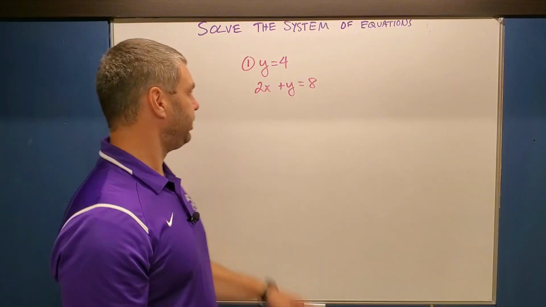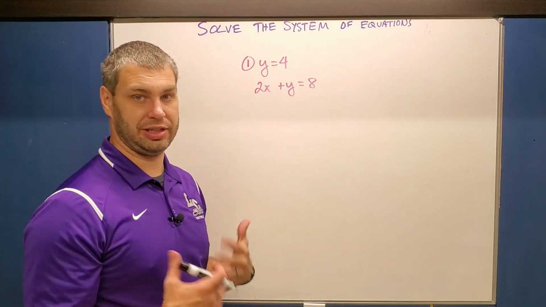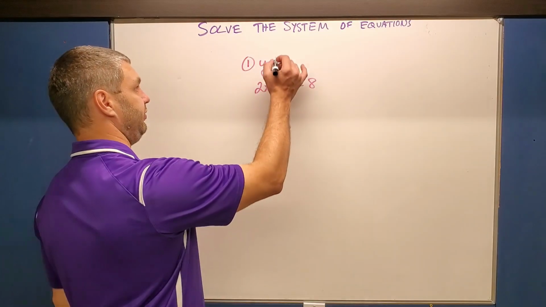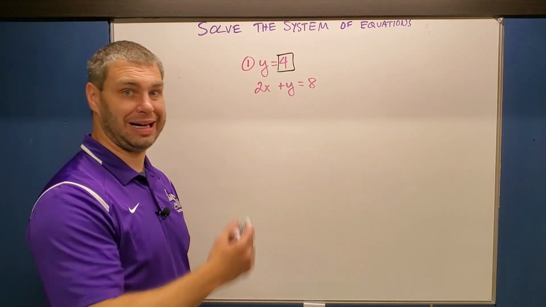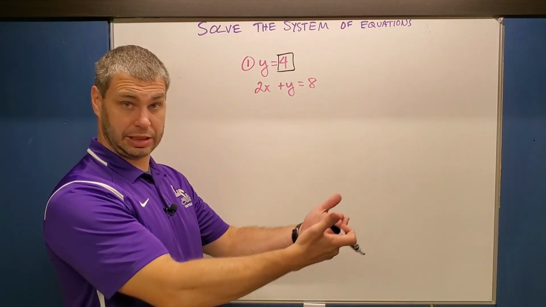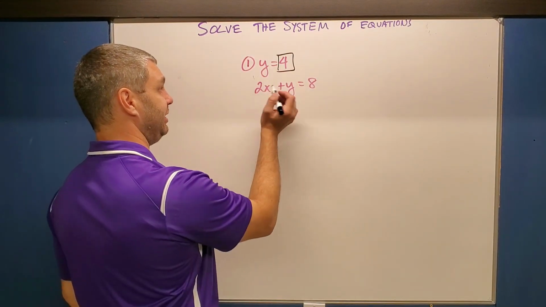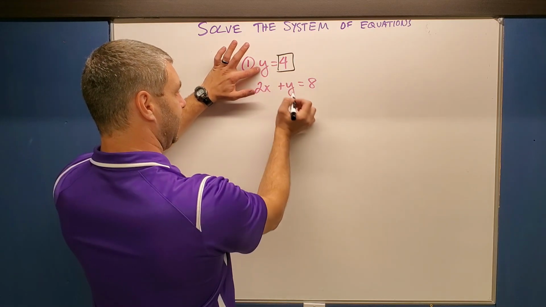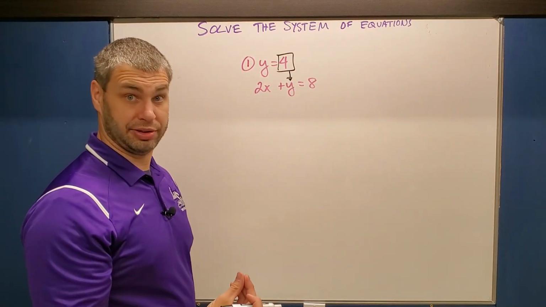All right, number one here, we have a y that is isolated. And because it's isolated, we can solve this using substitution. In fact, I think all of these today are going to be substitution. When it comes to substitution, I like to put a box around what that single variable equals. In this case, it's just 4, right? And then I'm going to sub that in for that y in the other equation. I like to put an arrow and show where I'm going to put that 4.